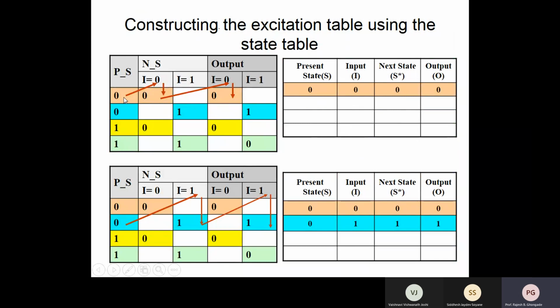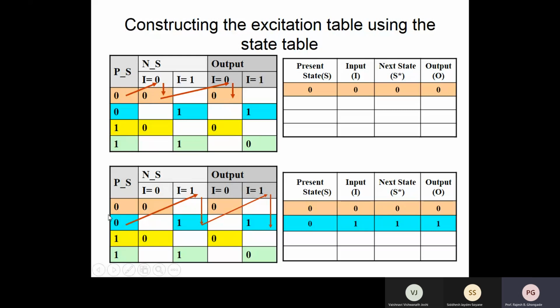Make a row entry. Go from here 0. Present state is 0. Input is 0. What is the next state? It is 0. Okay. The same time, when input was 0, output was also 0. So the very first entry becomes 0, 0, 0, 0. Are you able to understand this? That is the reason why I have drawn arrows over here so that you will be able to understand.